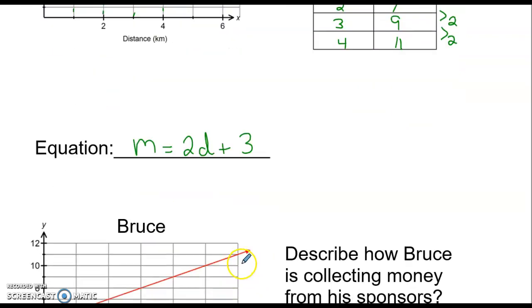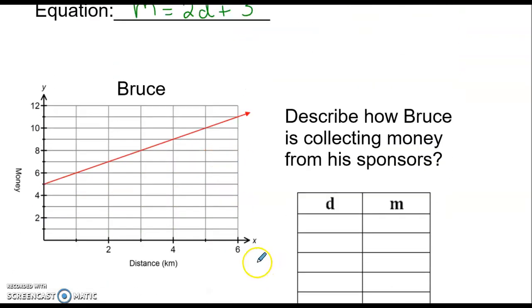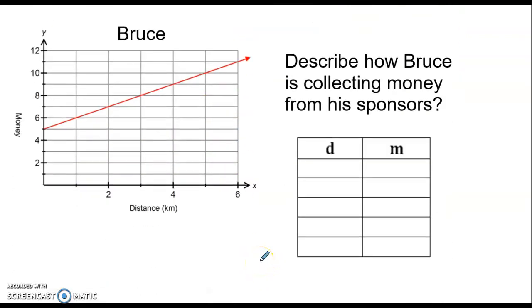The last one we have to look at is easy now because we figured out the others, but let's still look at Bruce's the same way. Let's figure it out using the table of values and the graph. So again, we're going to look at what happens for 0 to 4 kilometers distance walked. At 0 kilometers, Bruce gets $5 from his sponsor. At 1, he gets $6.